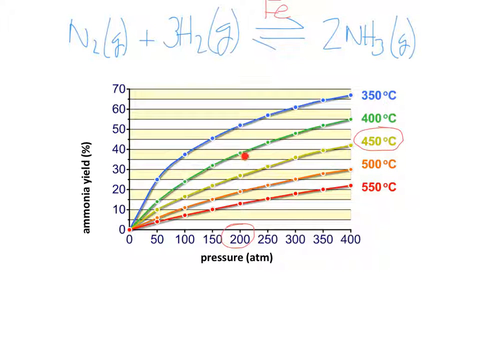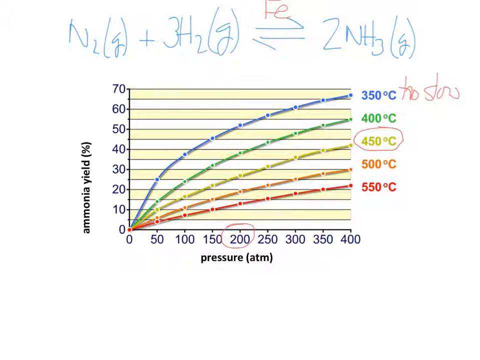So if a lower temperature gives a higher yield of ammonia, why do we not use a lower temperature? And the reason for that is that at a lower temperature, the reaction is too slow. It might produce more ammonia, but you have to wait a very, very long time for it to get to that equilibrium point where you produce that maximum yield. So at 350 degrees C, the reaction is too slow. So we heat it up.